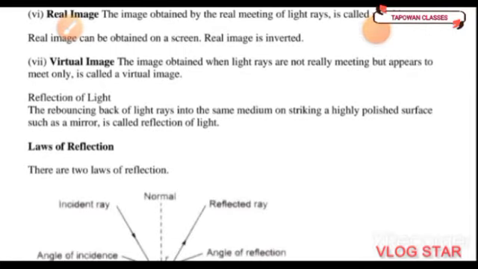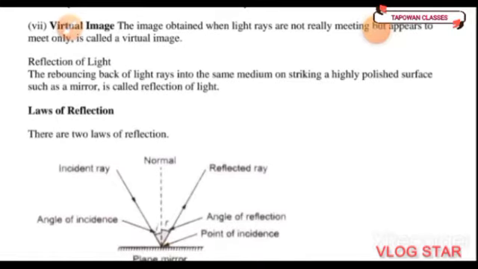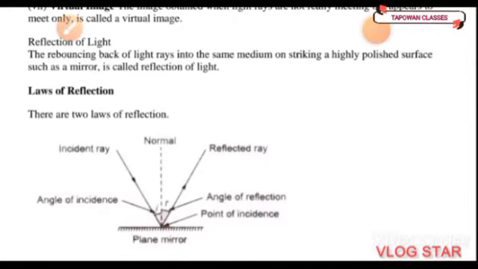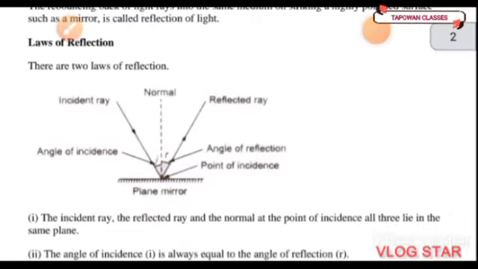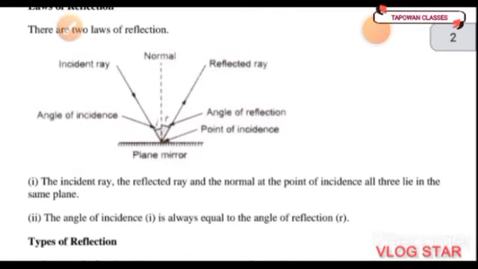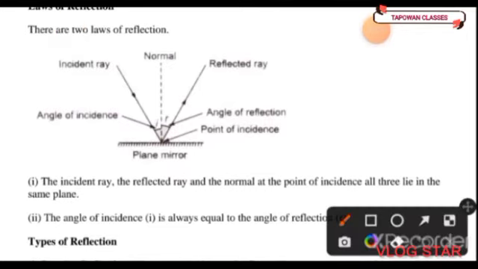Now we come to reflection and refraction. The 12th examination is ahead, so how can we understand the laws of reflection? There are two laws of reflection. The first law: the incident ray, the reflected ray, and the normal at the point of incidence all lie in the same plane. That is, a plane, as given here, like a plane mirror, containing the incident ray, the reflected ray, and the normal.